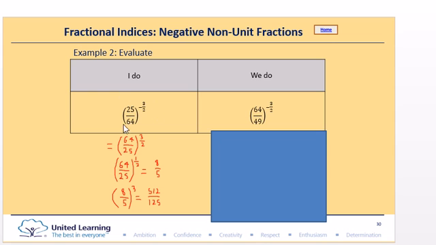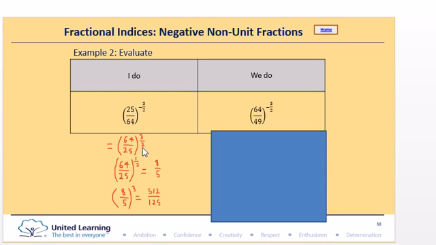Okay, so for the next I do and we do, and probably the hardest example we're going to see on this topic, where we've got 25 over 64 to the power of negative 3 over 2. We just have to break this down and use the skills that we've learnt previously. So first things first, get rid of that negative power by flipping this fraction upside down. So we change this question, 25 over 64 to the power of negative 3 over 2, to 64 over 25 to the power 3 over 2, positive 3 over 2 this time.